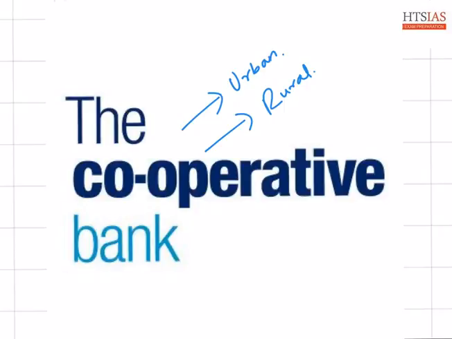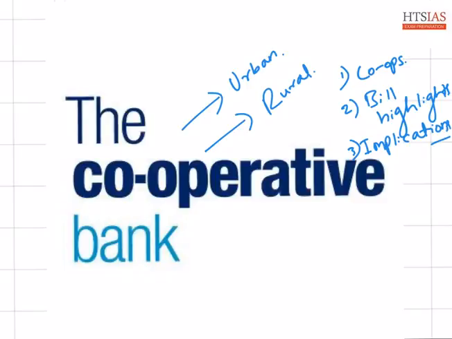So let us divide today's topic into three important parts. In the first part, we shall discuss the cooperative banks with the special focus being on the urban cooperative banks. In the second part, we shall discuss the key features or key changes brought about by this bill. And lastly, we shall understand the implications of this bill or the provisions in this bill.